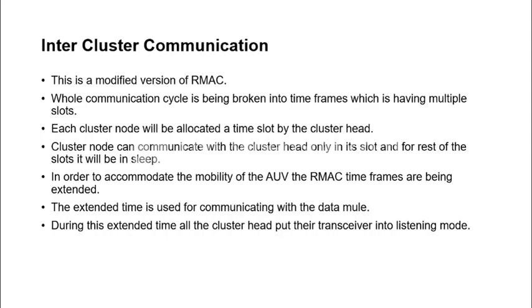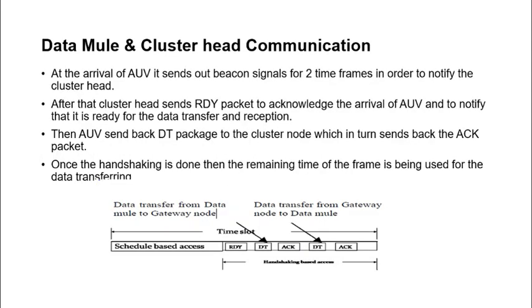Let's look at the intercluster communication. For intercluster communication, we are basically using the original RMAC protocol in which each cluster node has a dedicated time slot, and during that time slot only it can communicate, and for the rest of the time it is in sleep condition. And these time slots are assigned by the cluster head during the cluster formation. Now in order to accommodate the communication between the cluster heads and the data mule, we are extending the basic time frame of the RMAC protocol. So this extension part is used for communicating with the data mule.